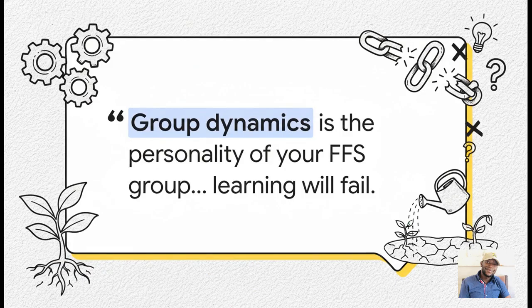Listen to this. Group dynamics is the personality of your FFS group. You can have 25 good farmers, but if their dynamics are poor, learning will fail. That is such a powerful statement.